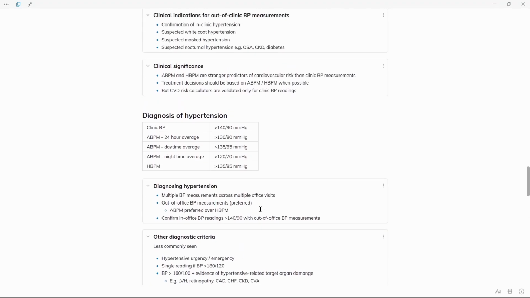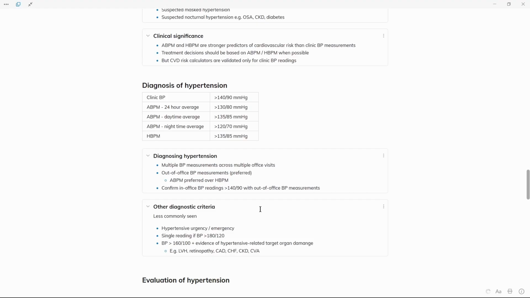There are other diagnostic criteria to diagnose hypertension, but this is usually in a more acute setting, and it's less commonly seen. Other ways to diagnose hypertension without needing multiple measurements are if the patient presents with a hypertensive urgency or emergency. If the patient has a single reading of blood pressure above 180/120, or a blood pressure greater than 160/100 with evidence of hypertensive target organ damage such as left ventricular hypertrophy, hypertensive retinopathy, cardiovascular disease, congestive heart failure, or chronic kidney disease.